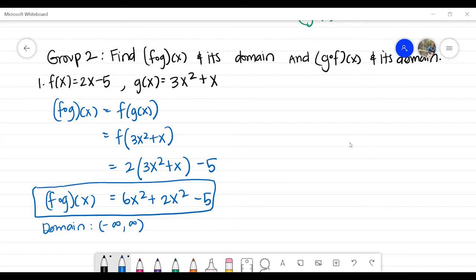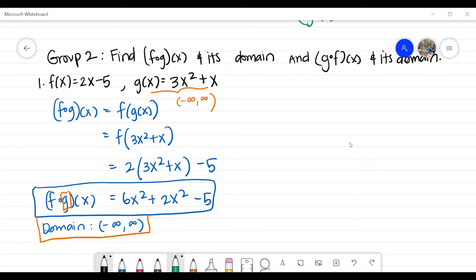Remember, we do need to also consider the domain of the interior function. So we need to go back here and look at g of x. The domain of g of x is also all real numbers, so that does not change this domain at all, and that is part of your final answer.